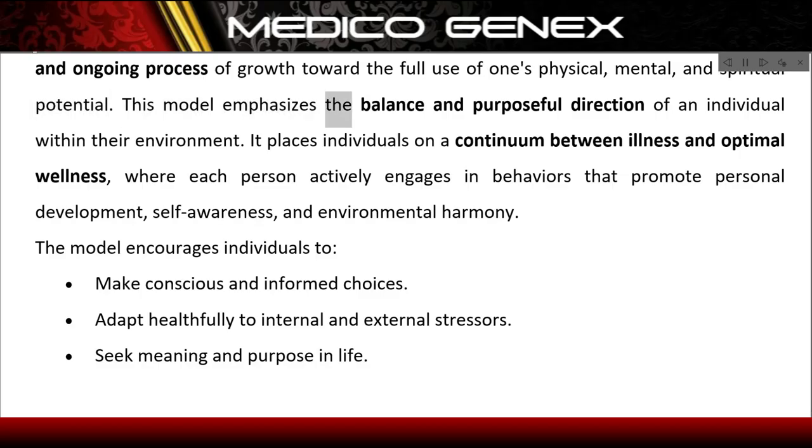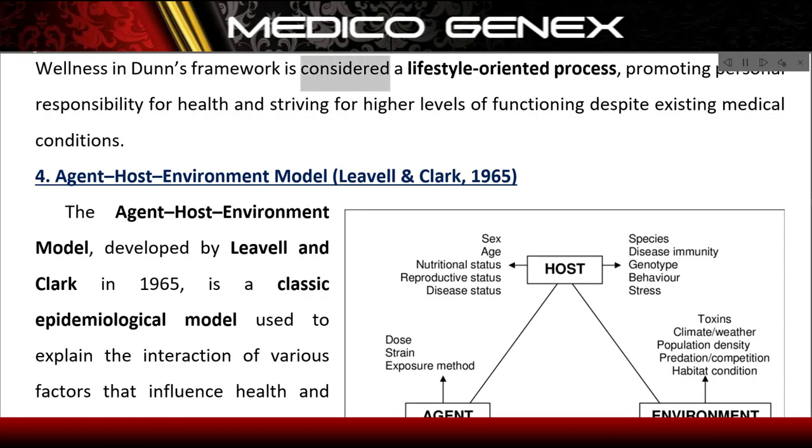This model emphasizes the balance and purposeful direction of an individual within their environment. It places individuals on a continuum between illness and optimal wellness, where each person actively engages in behaviors that promote personal development, self-awareness, and environmental harmony. The model encourages individuals to make conscious and informed choices, adapt healthfully to internal and external stressors, and seek meaning and purpose in life. Wellness in Dunn's framework is considered a lifestyle-oriented process, promoting personal responsibility for health and striving for higher levels of functioning despite existing medical conditions.